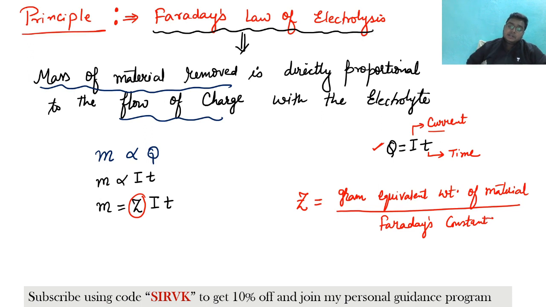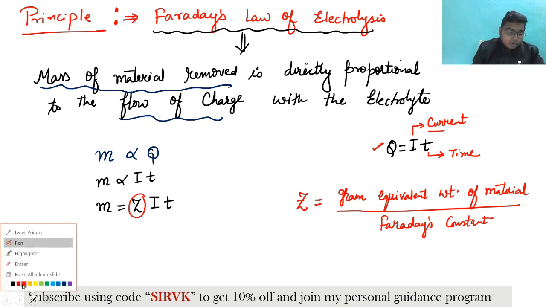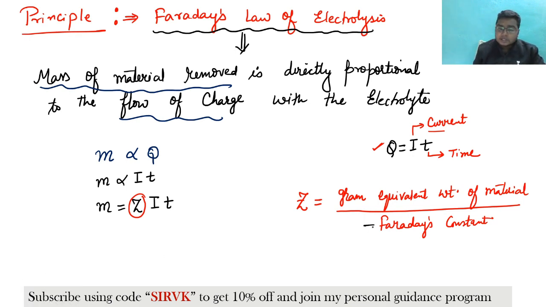I have written that Z is equal to the gram equivalent weight of material. What is the gram equivalent weight of material? And this is divided by Faraday's constant. First of all, I want to let you know what Faraday's constant is. This is the Faraday constant given by Faraday, and its value is 96500 coulomb per mole.